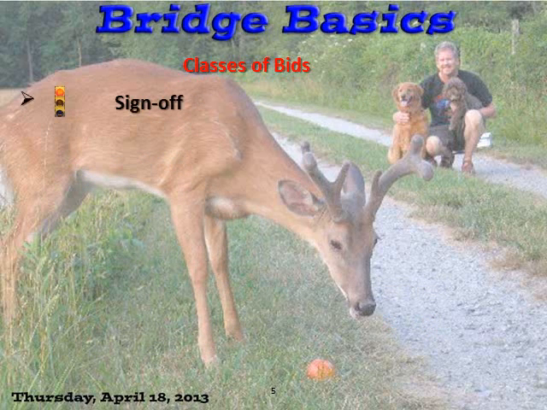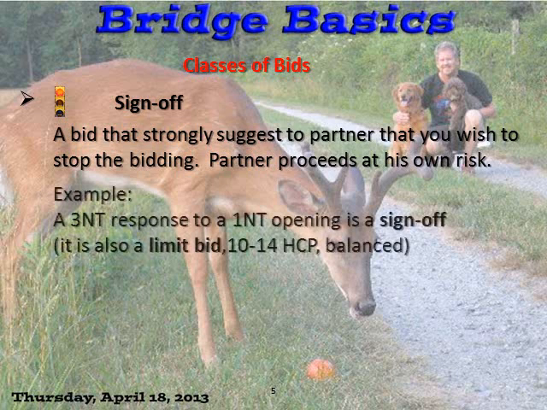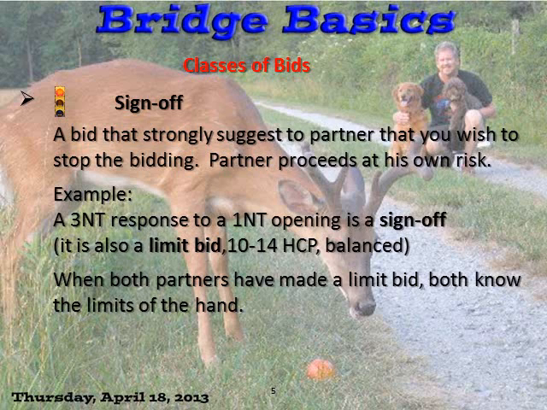The next class of bid is a sign-off. It's a bid that strongly suggests to your partner you wish to stop the bidding. Partner can proceed, but only at his own risk. An example: a 3 no trump response to a 1 no trump opening is a sign-off. It happens also to be a limit bid. It shows 10 to 14 high card points, including a 5 card suit, maybe 1 point, and a balanced hand. It's a limit as well. It tells partner, please pass. Notice that when both partners have made a limit bid, the partnership should know the limit of the hand, and they should know exactly when they need to stop.